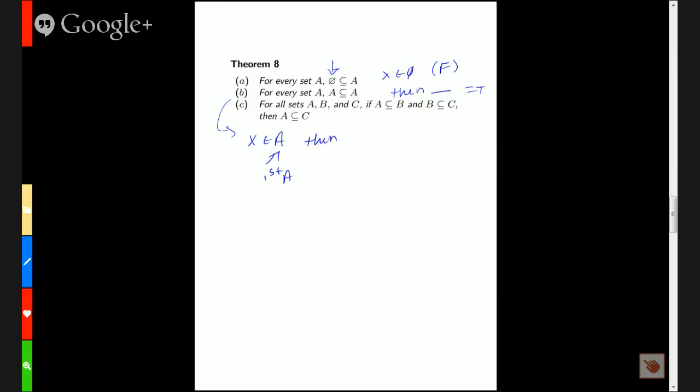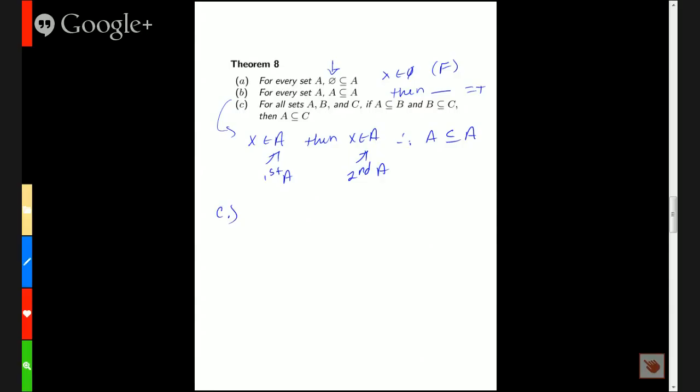Then you know that X has to be in the second A. Therefore, the first A is a subset of the second A. They're just applying their subset proof. It just happens to be the same set, so it's really easy.